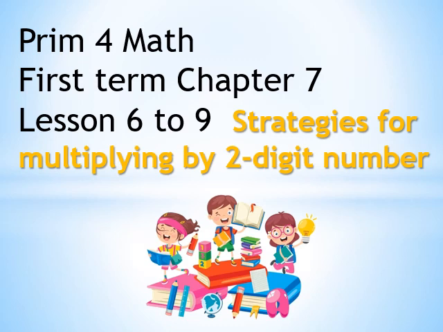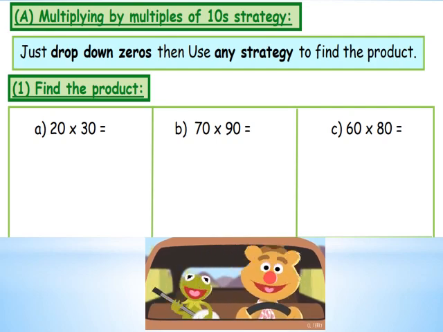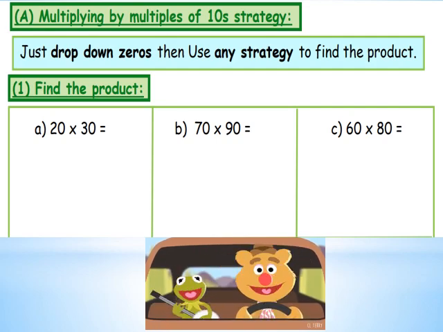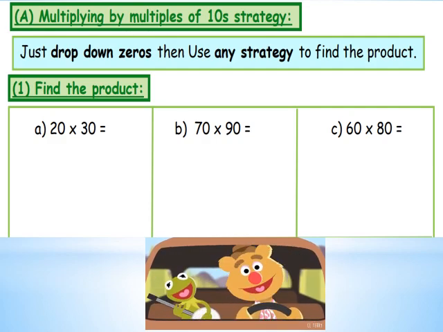Chapter 7, Lessons 6 to 9, Strategies for Multiplying by Two Digits. Multiplying by multiples of tens strategy. Multiples of tens like 10, 20, 30 are numbers that have zeros. When we multiply by the multiples of tens, we just drop down the zeros and use any strategy to find the product. For example, 20 by 30.